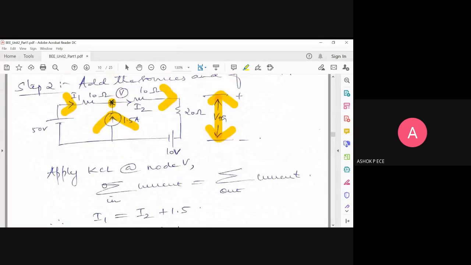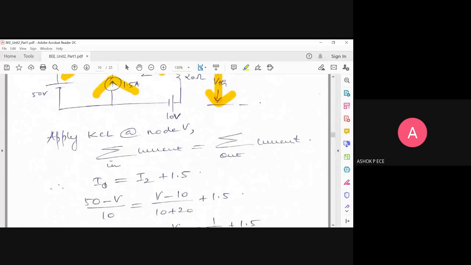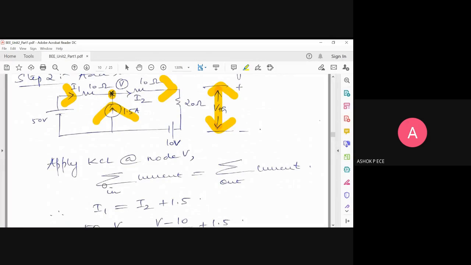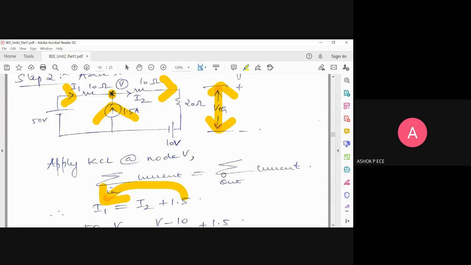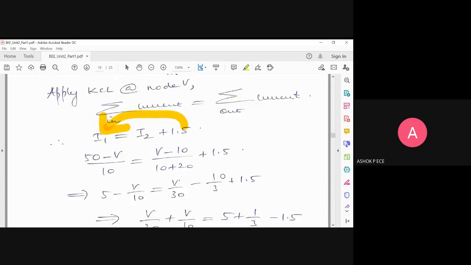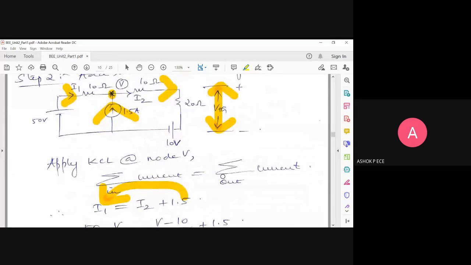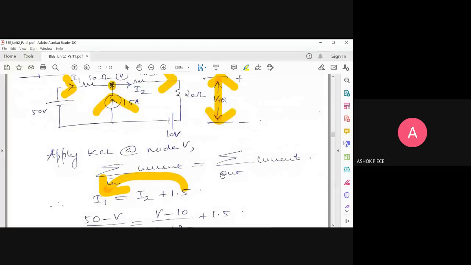I1 equal to... I think I have written it wrongly. Yes, I think I made a mistake. So incoming current I1 plus 1.5 equal to I2. So this 1.5 will come to this side. Okay, sorry, I made a mistake. So I1 plus 1.5 equal to I2. You please do it correctly and say me the answer for V.